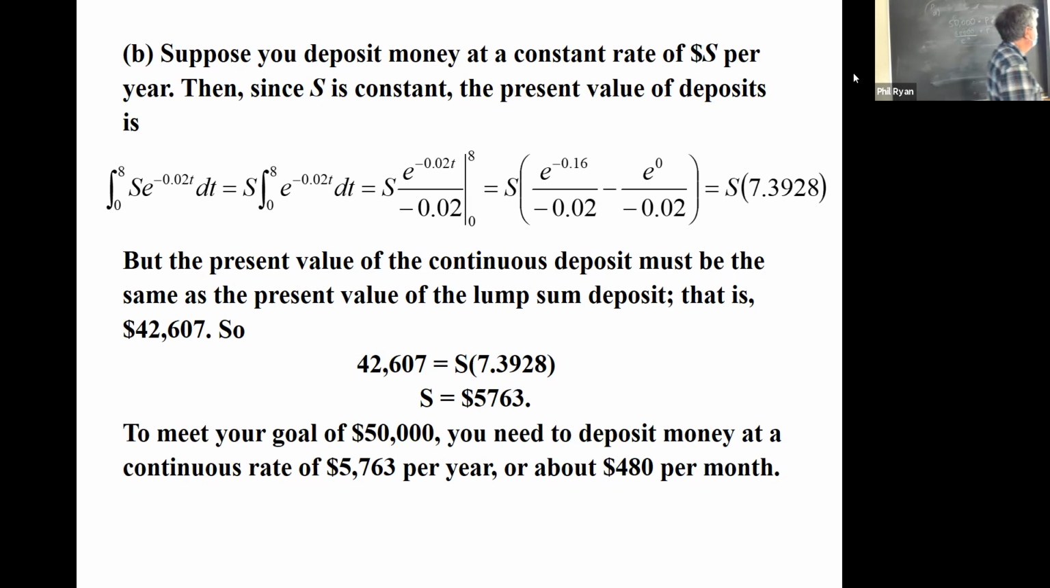Right. So that means if I want $50,000 in the future, in 8 years, I should squirrel away $5,763 per year continuously, right? So that's around $480 per month. So that's around what? $16. So you should be putting $16 a day, like out of the till, sending it to the bank. And after 8 years at 2%, that's going to give you $50,000.